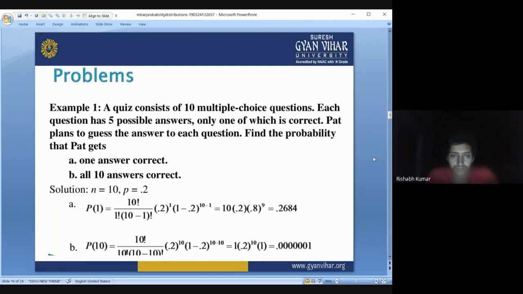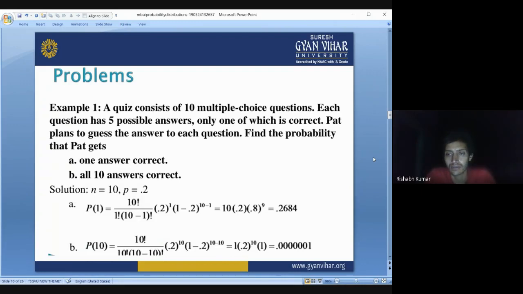So the probability of getting one answer correct is going to be, in place of capital X you put 1, so the expression becomes P of 1 equal to 10 factorial divided by 1 factorial multiplied by (10 minus 1) factorial. This comes from the nCr or the combination formula, right? So n is 10 and r is 1, because we have to get the probability of that one outcome in which only one answer is the correct one. So nCr, n is 10, r is 1, and p is 0.2.